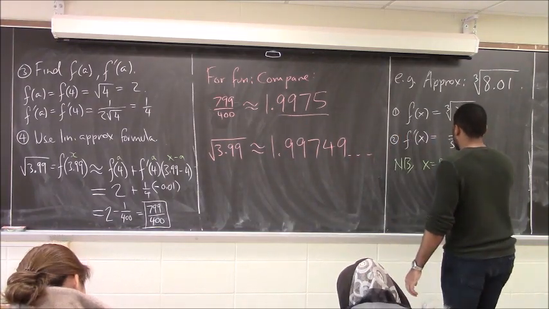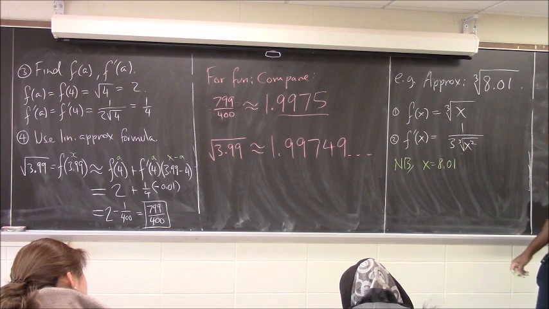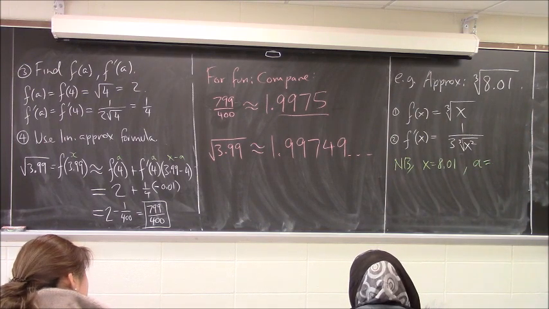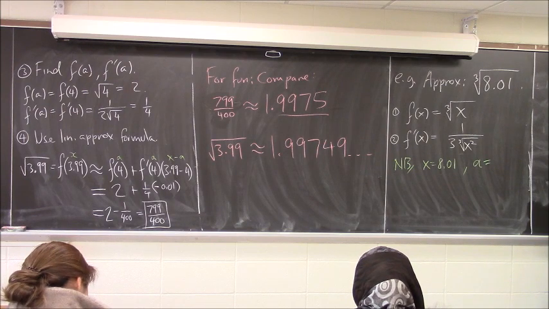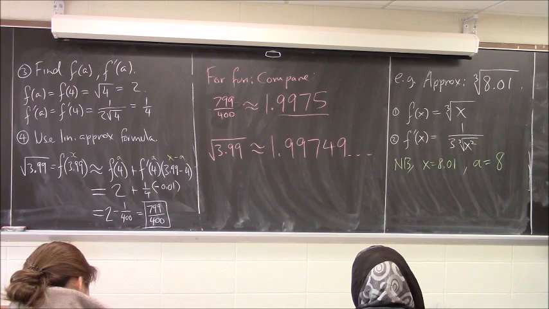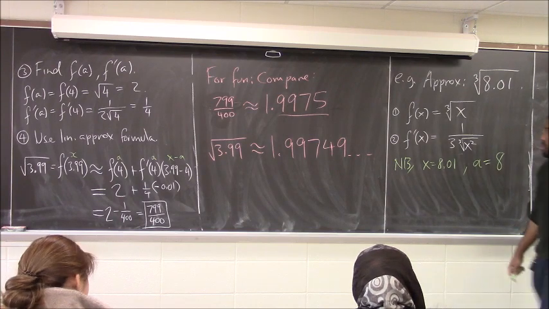And we can also note here our x value is 8.01. That's the ugly value that we want to figure out what's going on. The a value is a nice value that's close to that, that we already know what's going on with, which is 8. 8 is pretty close to 8.01, and I actually know the cube root of 8.